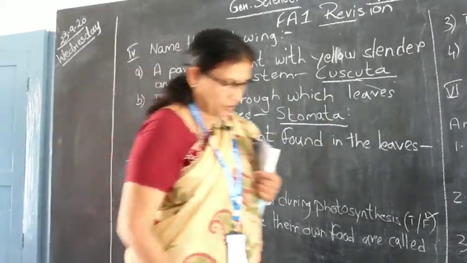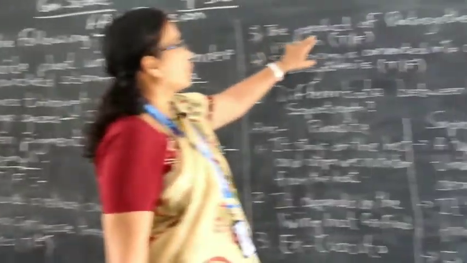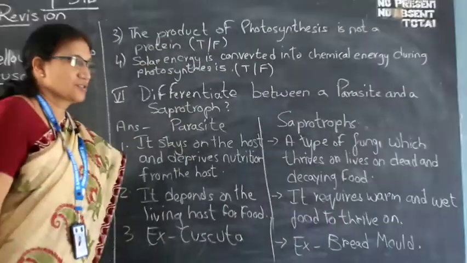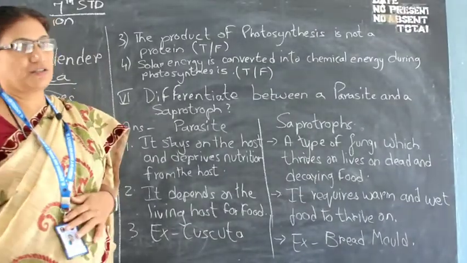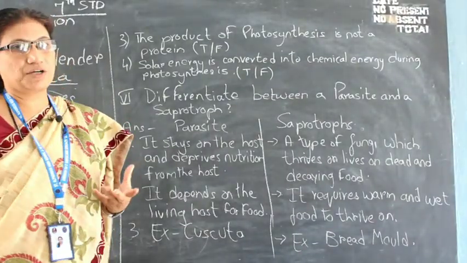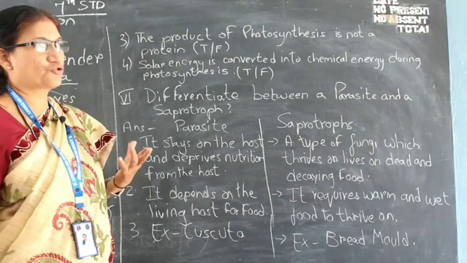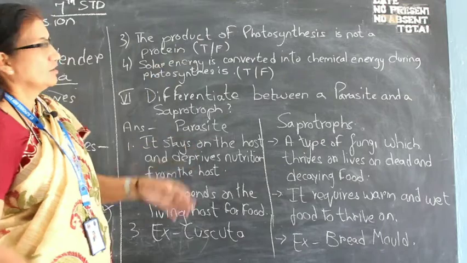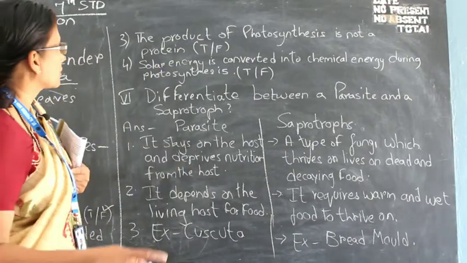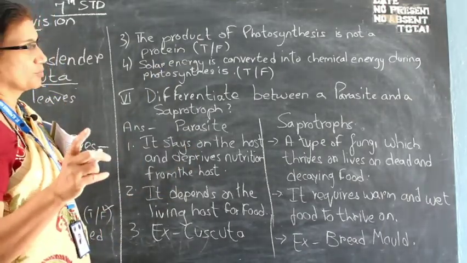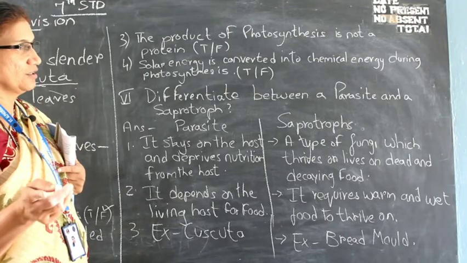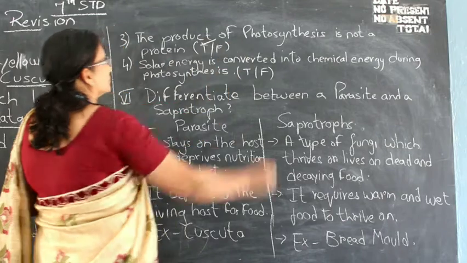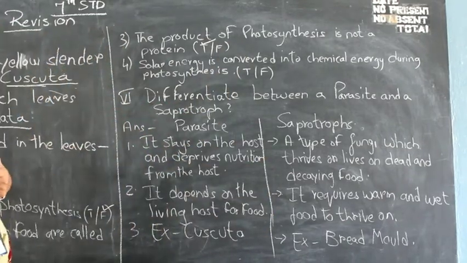You come to the third point. The product of photosynthesis is not a protein. What is it, children? The product of photosynthesis is a carbohydrate. It's not a protein, it's a starch. So it will be true. It is not a protein, it's a carbohydrate.